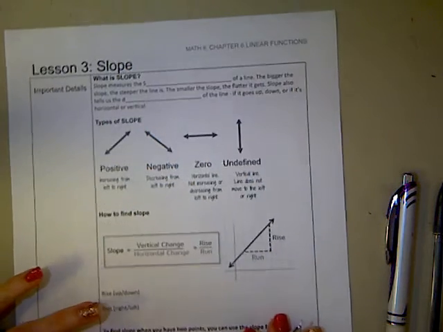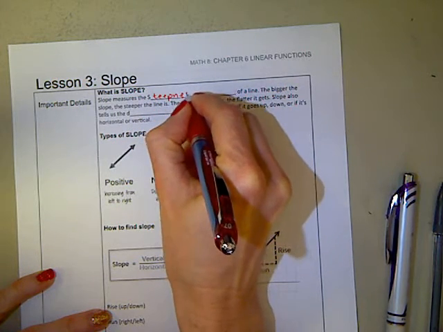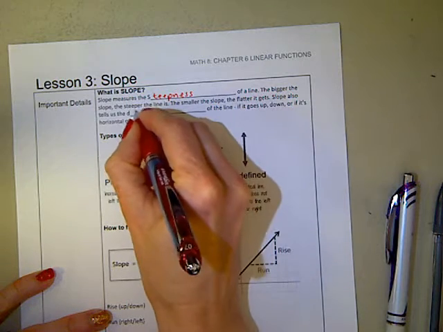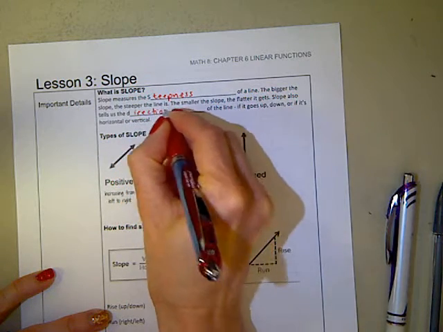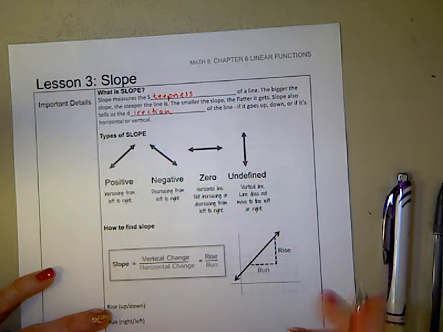What is slope? Slope is the measure of steepness of a line. The bigger the slope, the steeper the line is. The smaller the slope, the flatter it gets. Slope also tells us the direction of the line, if it goes up, down, or if it's horizontal or vertical.